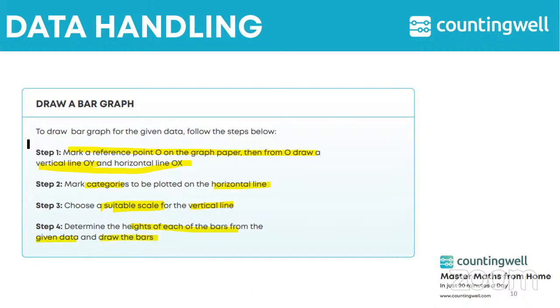So these are the 4 steps. First step is to draw the two axes, horizontal and vertical. Then we have the second step, marking the categories on the horizontal OX axis. Then we have a suitable scale for the vertical axis. And then we have to determine the heights of the bars by observing the frequencies of the class intervals. Correct?